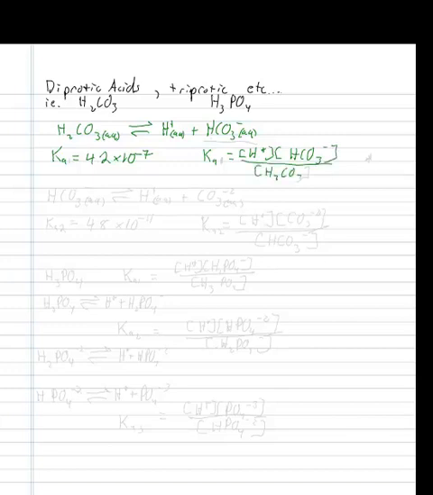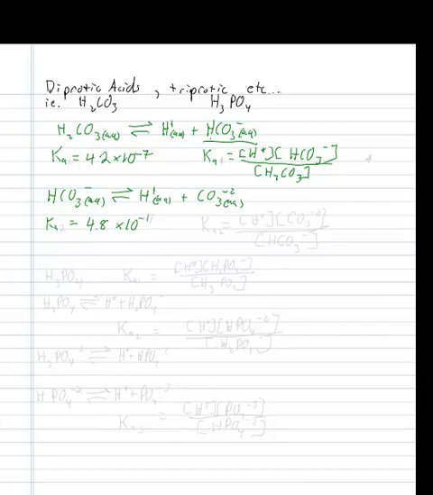Now, if you guys notice, this product here also has an H plus. So we can also talk about that dissociating. HCO3 minus dissociates to H plus aqueous plus CO3 negative 2 aqueous. Our Ka for this is equal to 4.8 times 10 to the negative 11. So, a weaker acid for the second one.